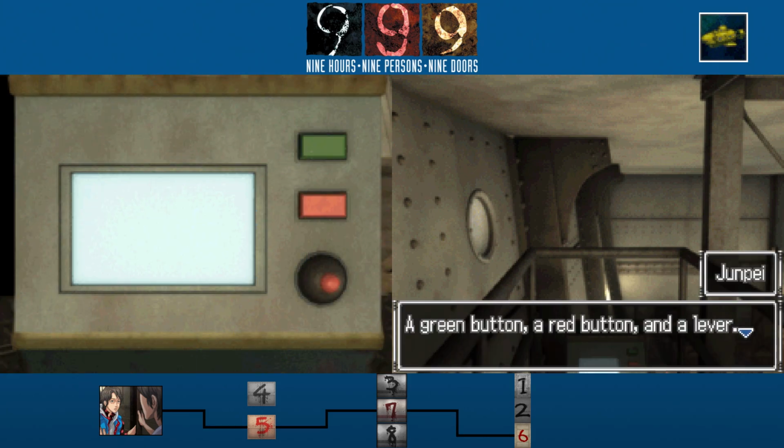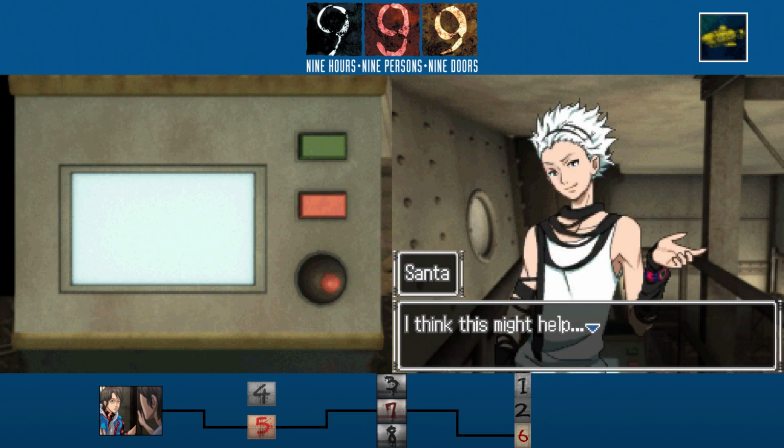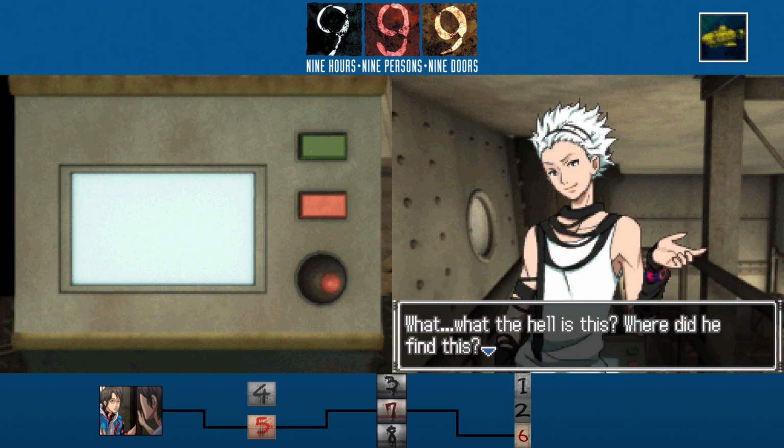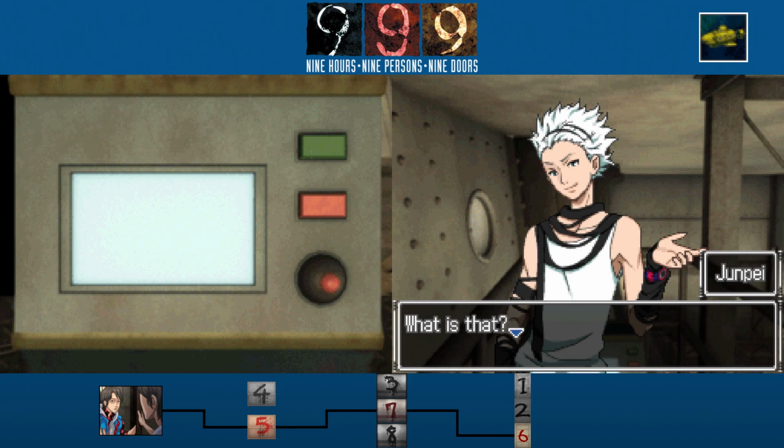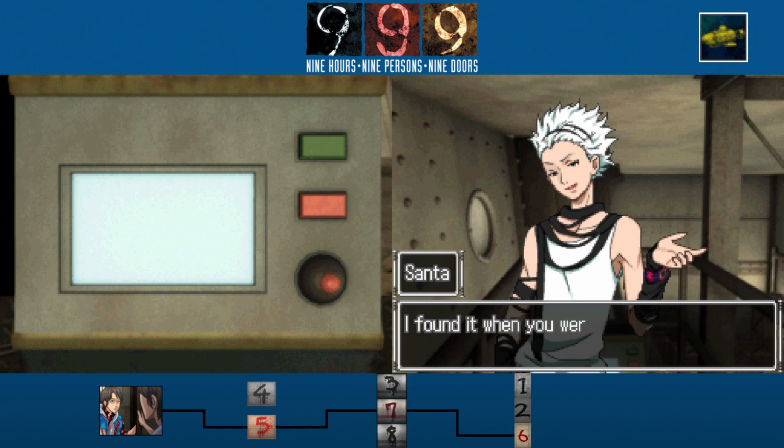A green button, a red button, and a lever. I wonder what these do. I think this might help. What the hell is this? Where did he find this? What is that? Where'd you find it? I found it when you were messing around with the pinholes. It looks like instructions for this thing.